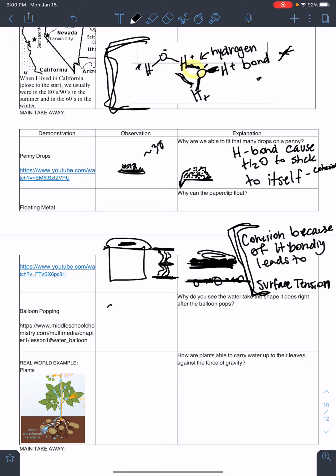All right, this last video was super cool. It was this balloon that we had, right? And then they popped it. And then what happened is the balloon popped out, and it had this water that still was in the shape of a balloon for a second. So why was the water still in that shape of the balloon? Again, we're going to talk about that word cohesion and about water sticking to itself.